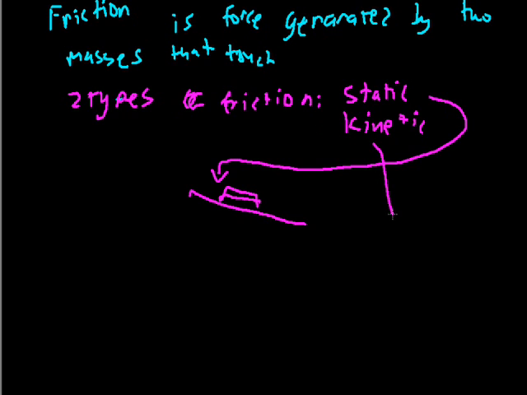However, kinetic friction is what's slowing it down as it's moving. So static friction prevents it from moving in the first place. Kinetic friction is when it's already sliding. Kinetic friction basically tries to slow it down.